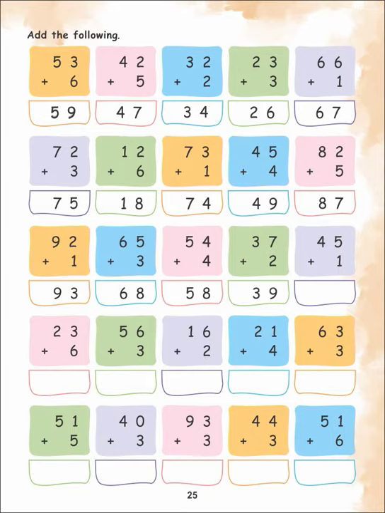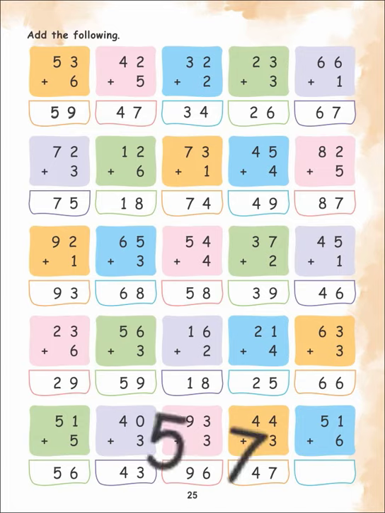37 plus 2, 39. 45 plus 1, 46. 23 plus 6, 29. 56 plus 3, 59. 16 plus 2, 18. 21 plus 4, 25. 63 plus 3, 66. 51 plus 5, 56. 40 plus 3, 43. 93 plus 3, 96. 44 plus 3, 47. 51 plus 6, 57.